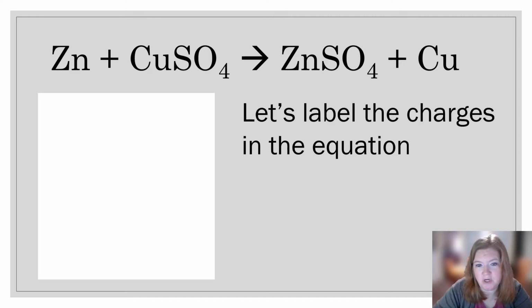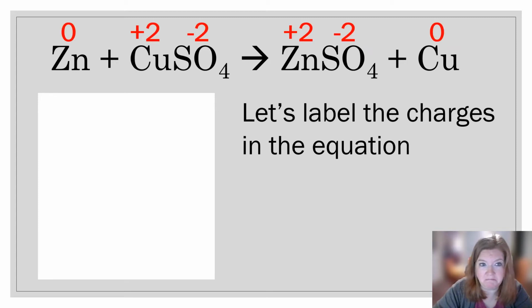Let's label the charges in the equation. That makes it a little easier. So I just looked them up, right? There we go. Why is this Zn over here 0? Because it's an element by itself. Same for this copper, okay?